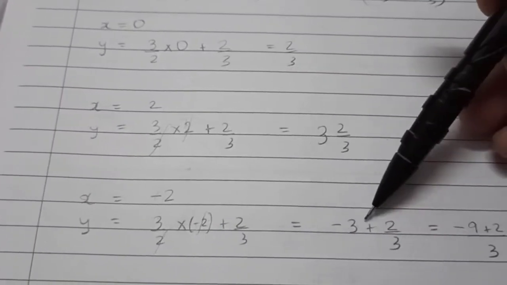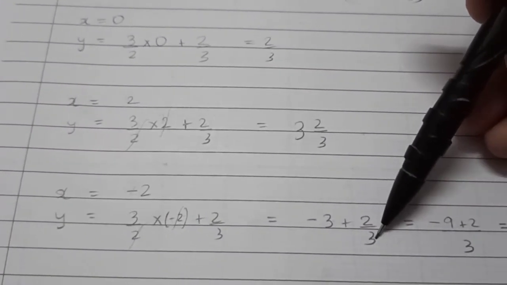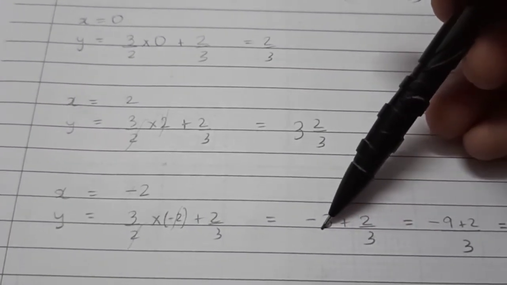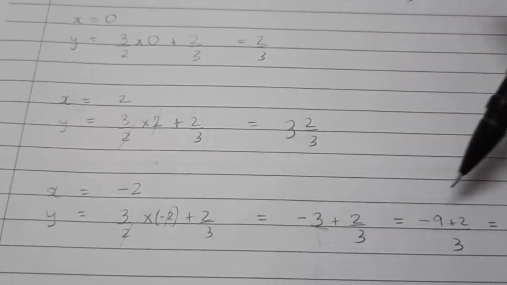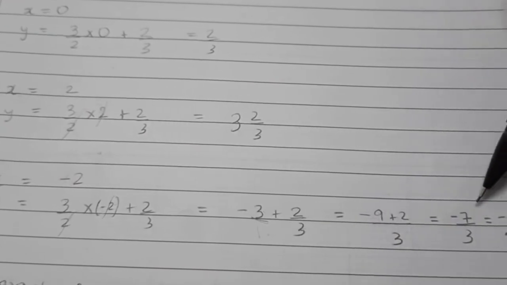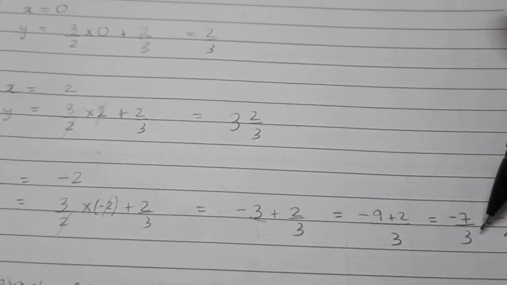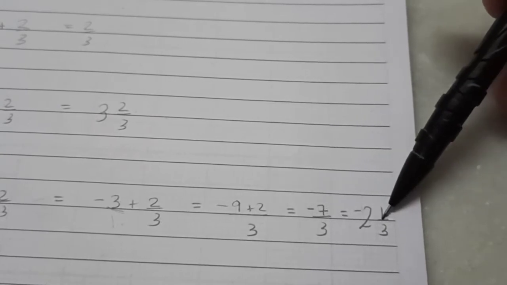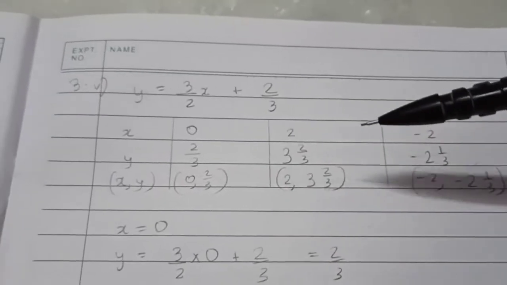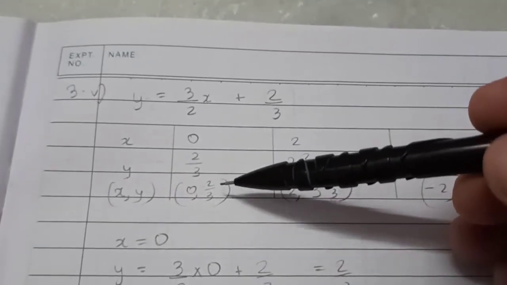Now what is minus 3 plus 2 upon 3? Here we'll have to do LCM method. So upon 1, so into 3, that's minus 9 plus 2 upon 3, minus 7 upon 3. This is what you have to plot. Mixed fraction, minus 2 1 upon 3, that is minus 2.33. So that's how I get my 3 points to be plotted. Now how will you plot a decimal number?